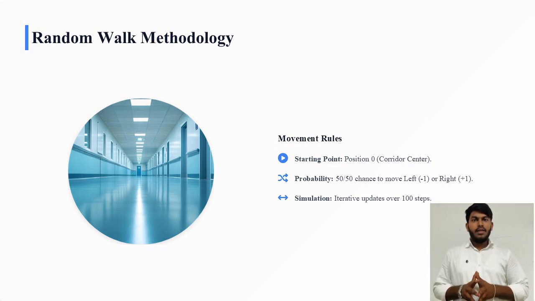Thank you. As you can see on the slide, this is the visualization of our random walk model produced using Matplotlib. The graph represents the trajectory of an infected patient across the 100 steps. This displacement tracking helps us visualize potential traffic hotspots in the corridor.